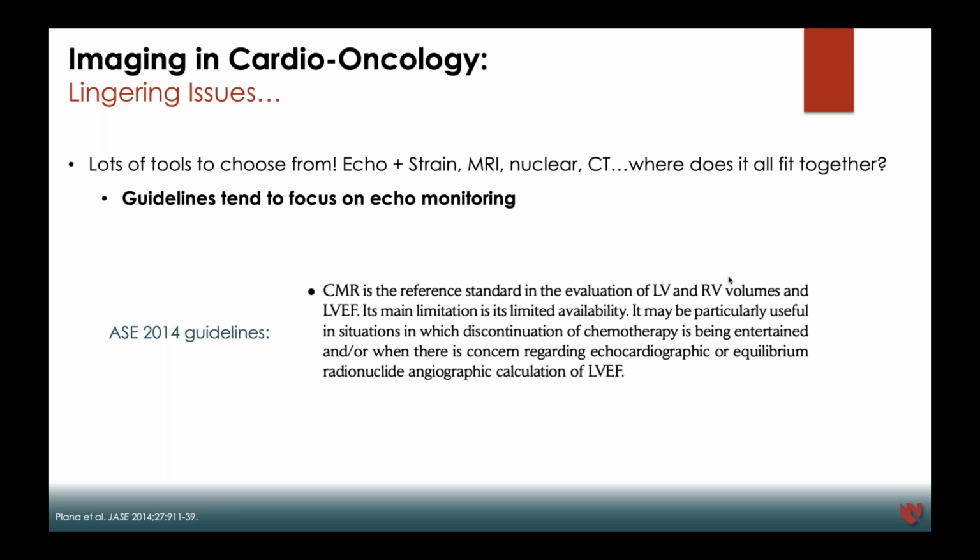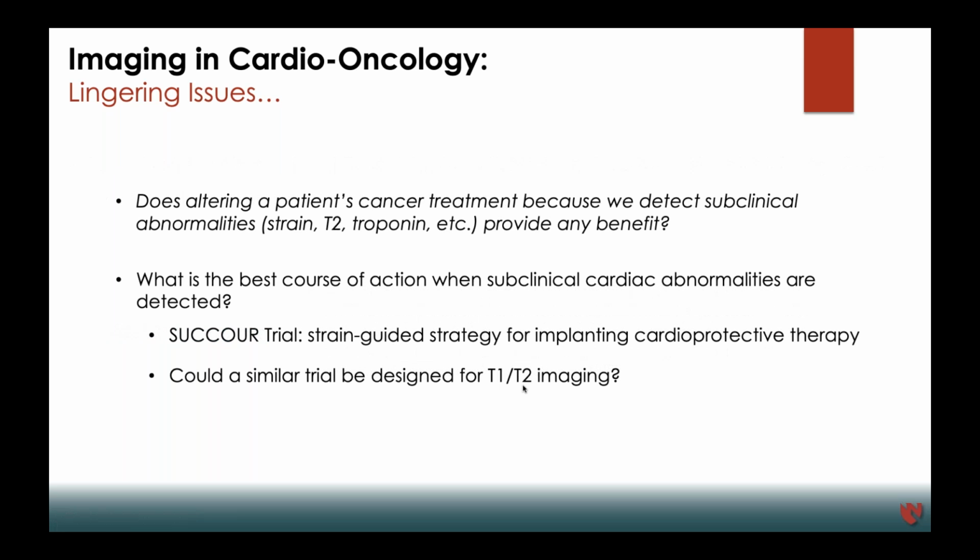Some lingering issues that I want to leave you with. Guidelines tend to focus on echo monitoring. In fact, if you look at the recent ESMO paper, or the ESC position paper, there's no mention of cardiac MRI, but the ASE 2014 guidelines do mention that if you are unable to get an accurate echo-derived ejection fraction, or there is some discrepancy there, consider doing cardiac MRI. I would probably go for the cardiac MRI before doing radionuclide angiography or a MUGA scan. So maybe that can be updated in the future, to give some preference to cardiac MRI.